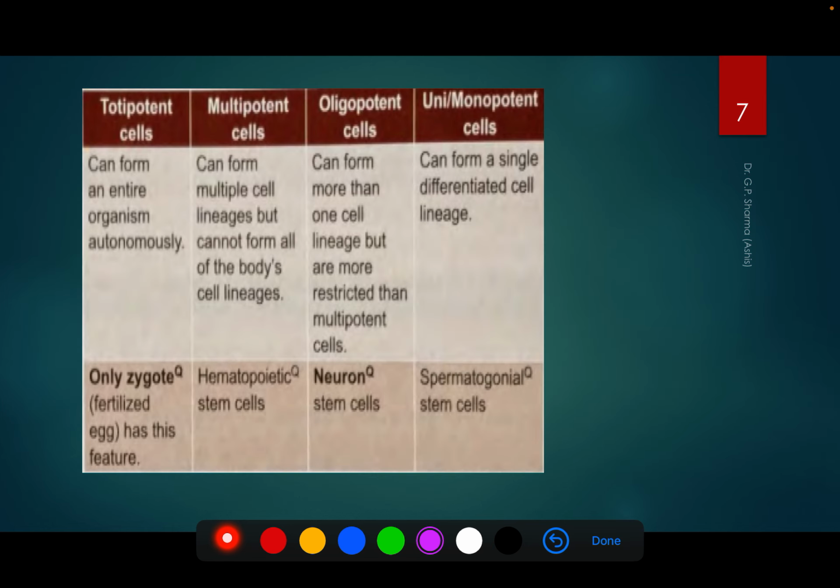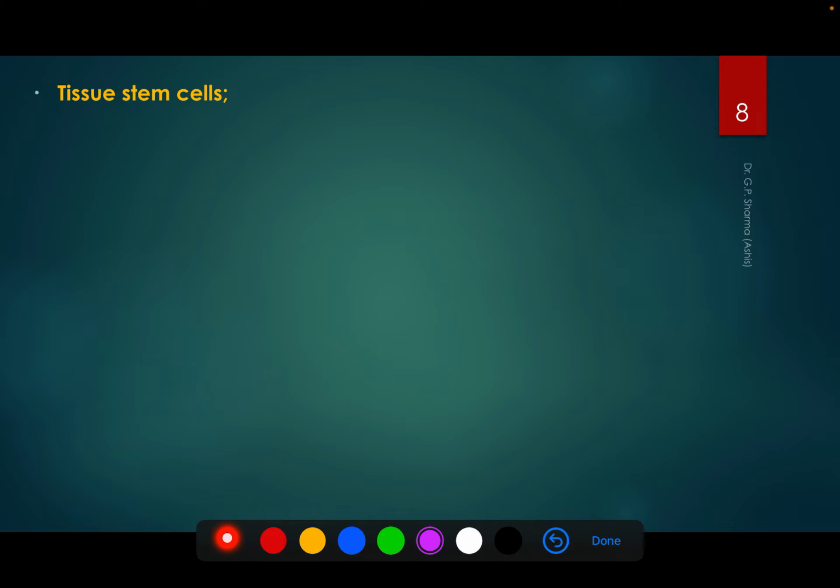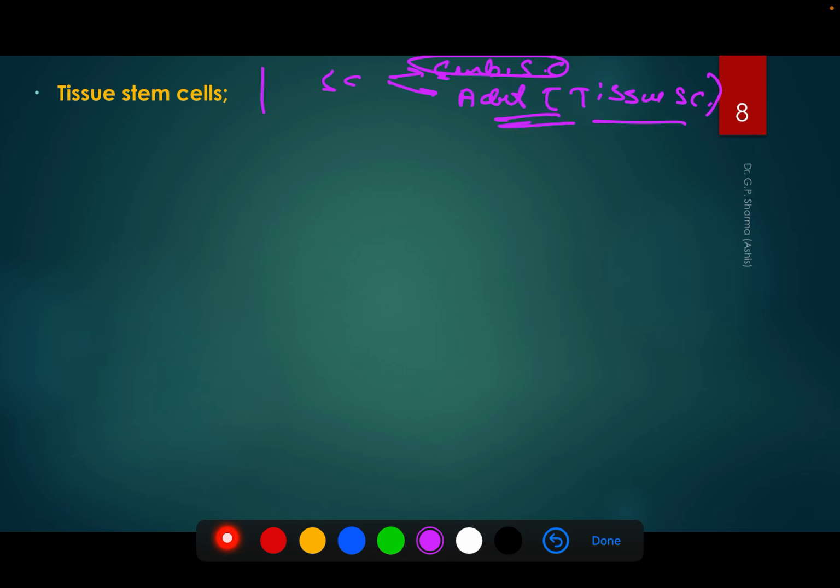So this is the chart we have over here, you can see. After that, we have the second type, that is what? Tissue stem cell or the adult stem cell. If you remember, we just divided these stem cells into two types. One is what? Embryonic stem cell. Another one is what? Adult. Adult is also called what? Tissue stem cell. So we have two types of stem cells. Among these, just now we discussed the embryonic stem cells. Now we are going to discuss the adult or tissue stem cells.